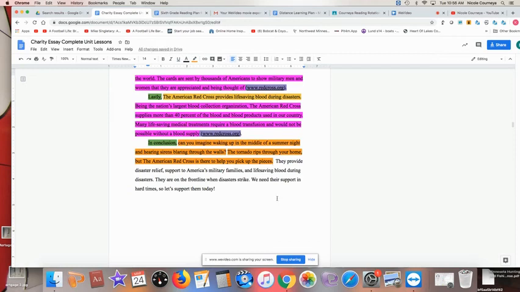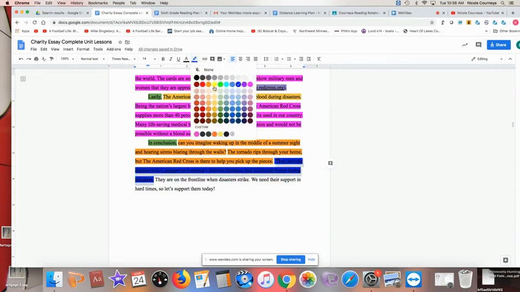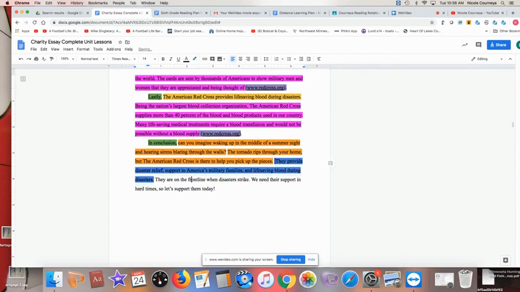Okay, now can you find one sentence that's going to be blue? This is the thesis statement. It lists the 3 things that I talked about in my essay. Did you highlight this one? If so, that's the best one. That has all 3 things that we talked about. That one talks about, in the right order, that they support disaster relief, they support America's military families, and they provide life-saving blood. All 3 things in the right order, perfect. Okay. Now, feasibly, the rest of this could probably be blue, but this one was the most important.